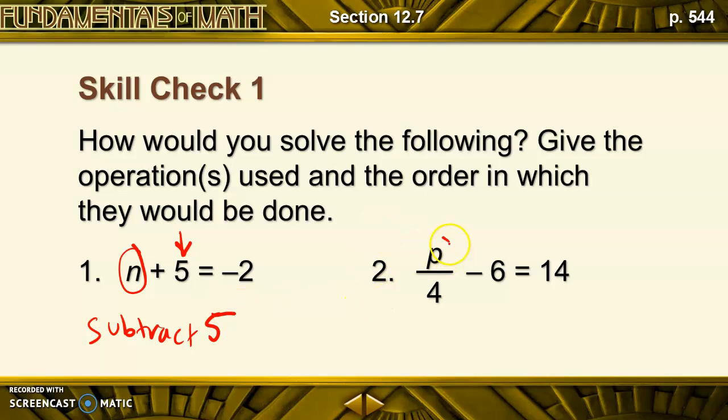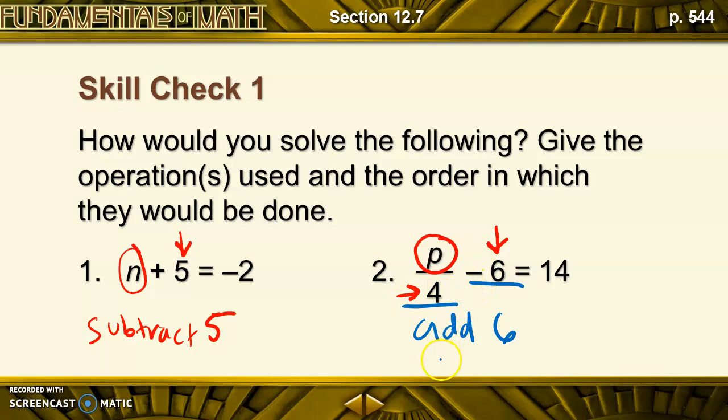Looking at example 2, I can circle my variable, and he has two buddies, the 4 and the negative 6. So which one do I get rid of first? Well, we want to get rid of any subtraction first. So I want to get rid of this guy first. So the first thing I'm going to do is add 6. Why am I adding 6? Because the opposite of subtracting is adding.